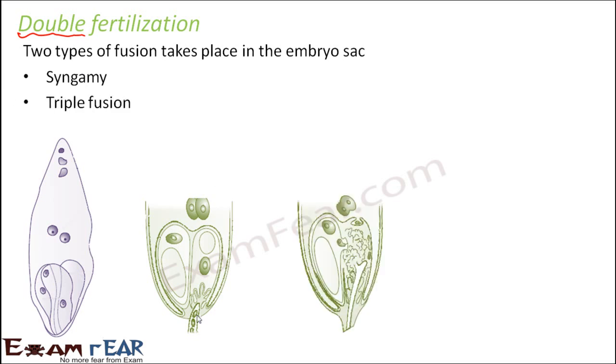So here if you see, this is the polar nuclei and this is the egg cell, right? Or this is the nuclei of the egg cell. So now when the pollen tube enters, this is one male gamete, this is another male gamete. So this male gamete will fuse with the egg cell. So this is syngamy. So this is one fusion, and the other male gamete will fuse with the polar nuclei. So this is another fusion, and it is called triple fusion because three nuclei are fusing together. So it is triple fusion.